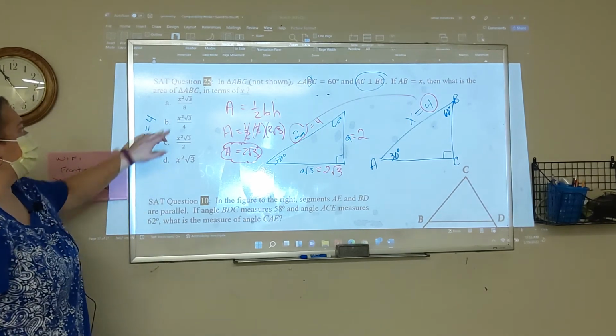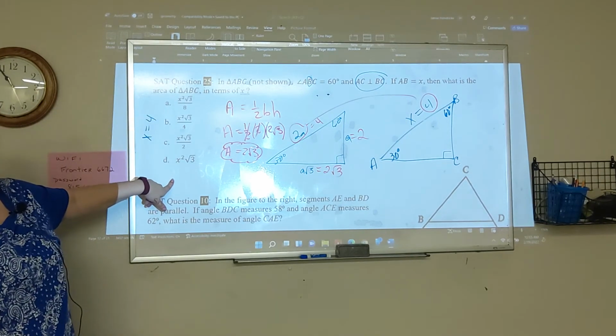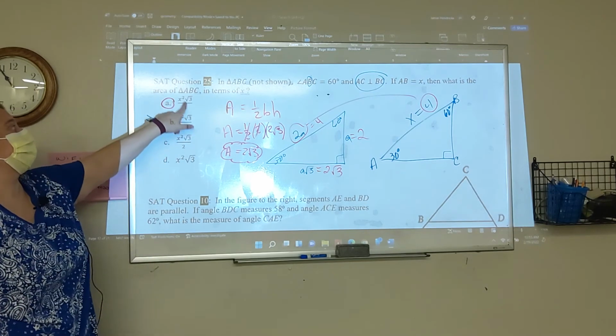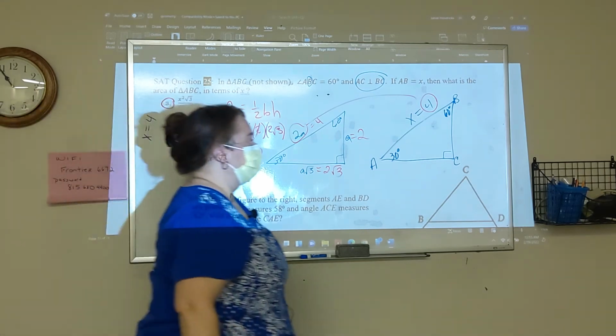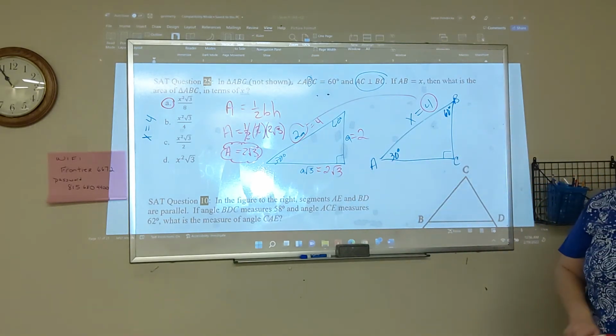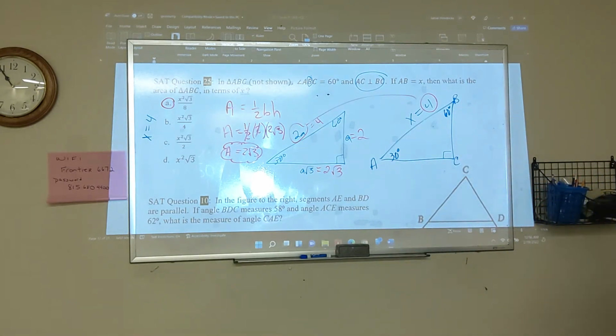If you plug in 4 to your answers, the only one that's going to give you 2 root 3 is going to be A. That's 16 over 8. 16 over 8 is 2. That's how we do that. Fun times, people. Fun times.